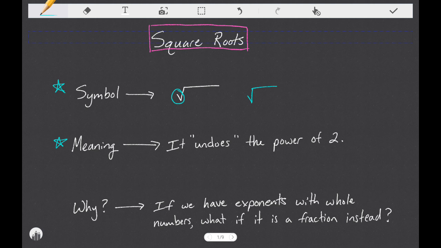Why do I need to know it? Because if we have exponents that are whole numbers, what happens if it's not a whole number? In other words, when I say the word exponent, what I'm talking about is this. What if I had 3 to the power of 2? Is it possible that someday I could have 3 to the power of a fraction, like 1/8, or 1/4? The fraction we're going to use is a very simple one: 1/2. So a square root is the same thing as saying to the power of 1/2.